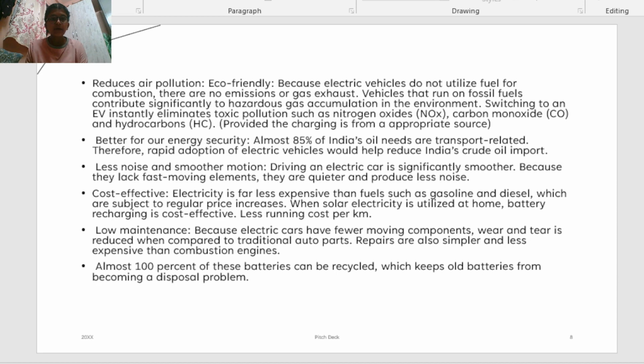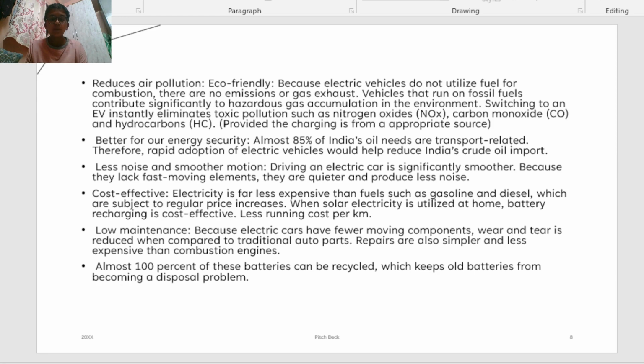Next we have the benefits of electric vehicles. It reduces air pollution and is eco-friendly, because electric vehicles do not utilize fuel for combustion. There are no emissions or gas exhaust. Vehicles that run on fossil fuels contribute significantly to hazardous gas accumulation in the environment. Switching to an EV instantly eliminates toxic pollution such as nitrogen oxides, carbon monoxide, and hydrocarbons, provided the charging is from an appropriate source. It is also better for our energy security, as almost 85% of Indians' oil needs are transport related.